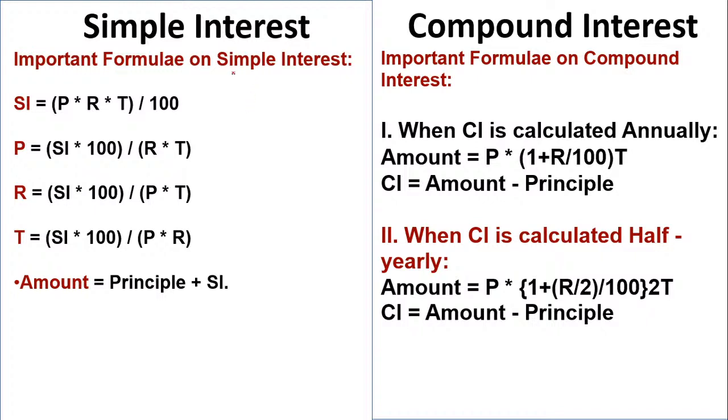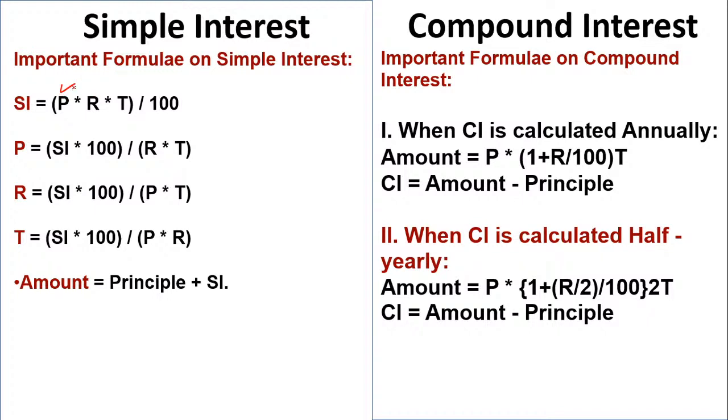See, this is the formula of simple interest. What is the formula? Simple interest equals principal into rate into time divided by 100. And what is the amount? Amount will be principal plus simple interest. Now here students will be asking, ma'am, what is principal? Principal is the amount of money that we are investing. Like if you are investing 1000 rupees, that 1000 will be your principal.